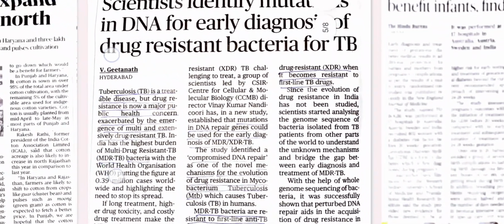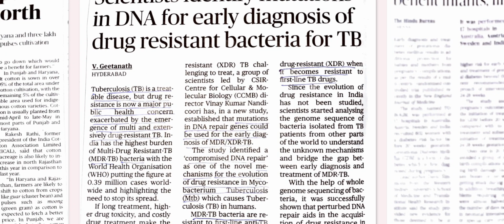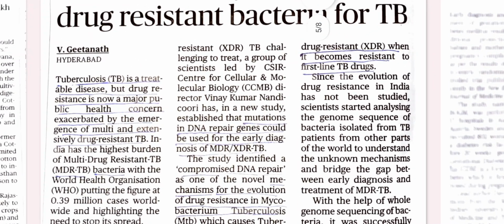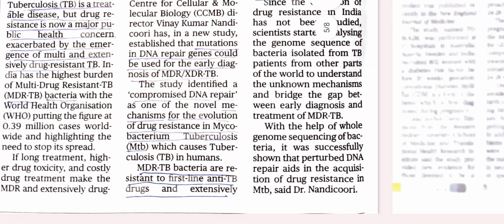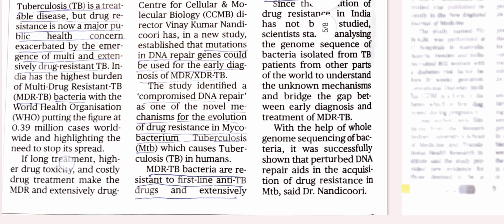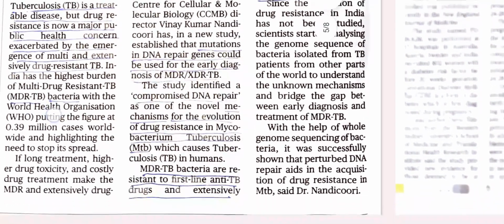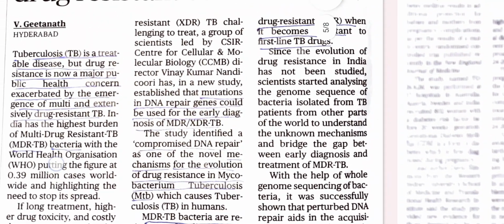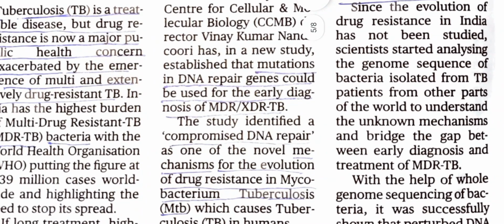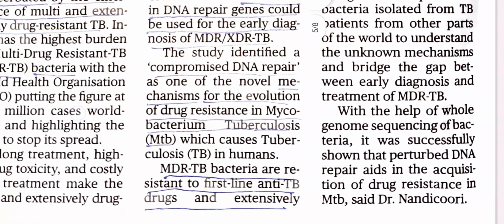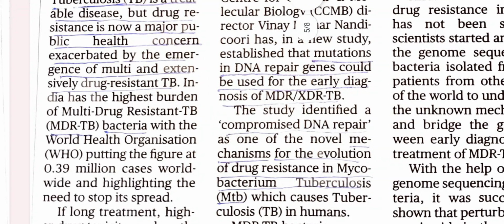Scientists identify mutation in DNA for early diagnosis of drug-resistant bacteria for TB. Although we know that TB is a treatable disease, drug resistance is now a major public health concern. Here we will discuss MDR-TB and XDR-TB. MDR-TB is multi-drug resistant, and XDR-TB is extensively drug resistant.